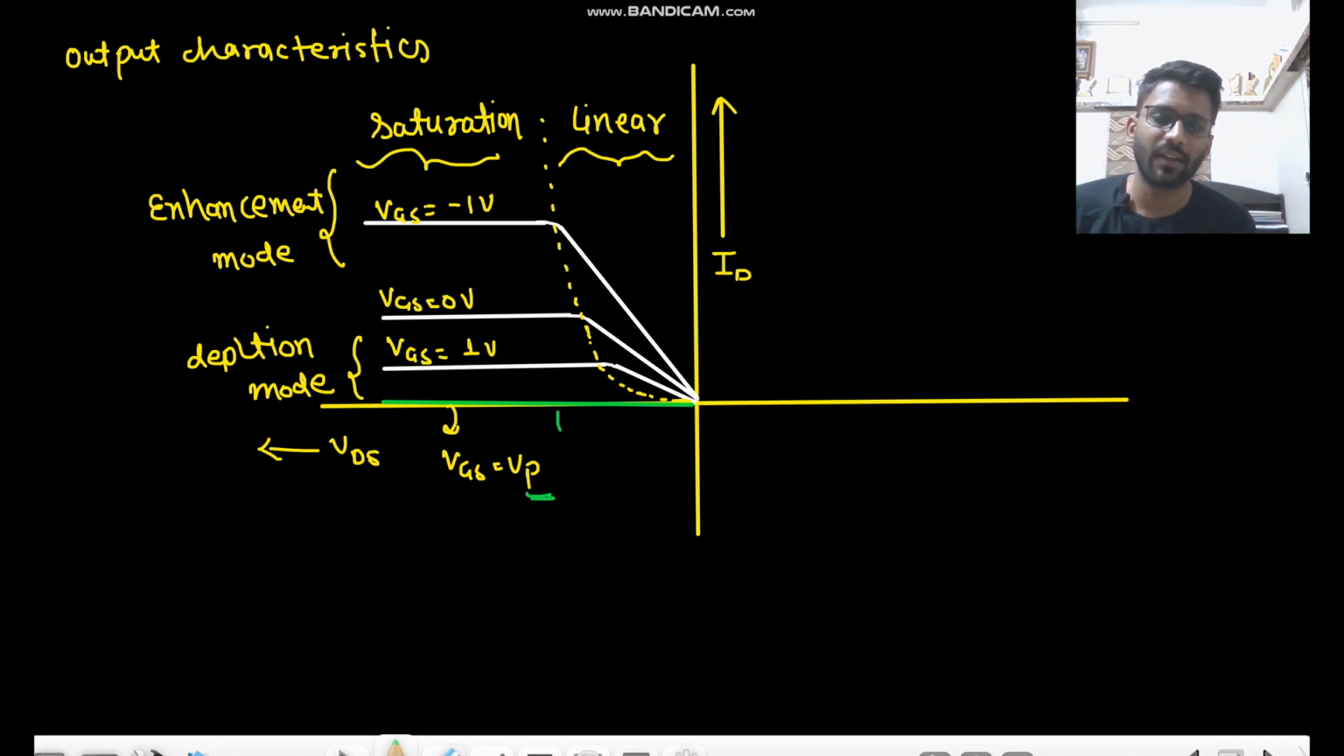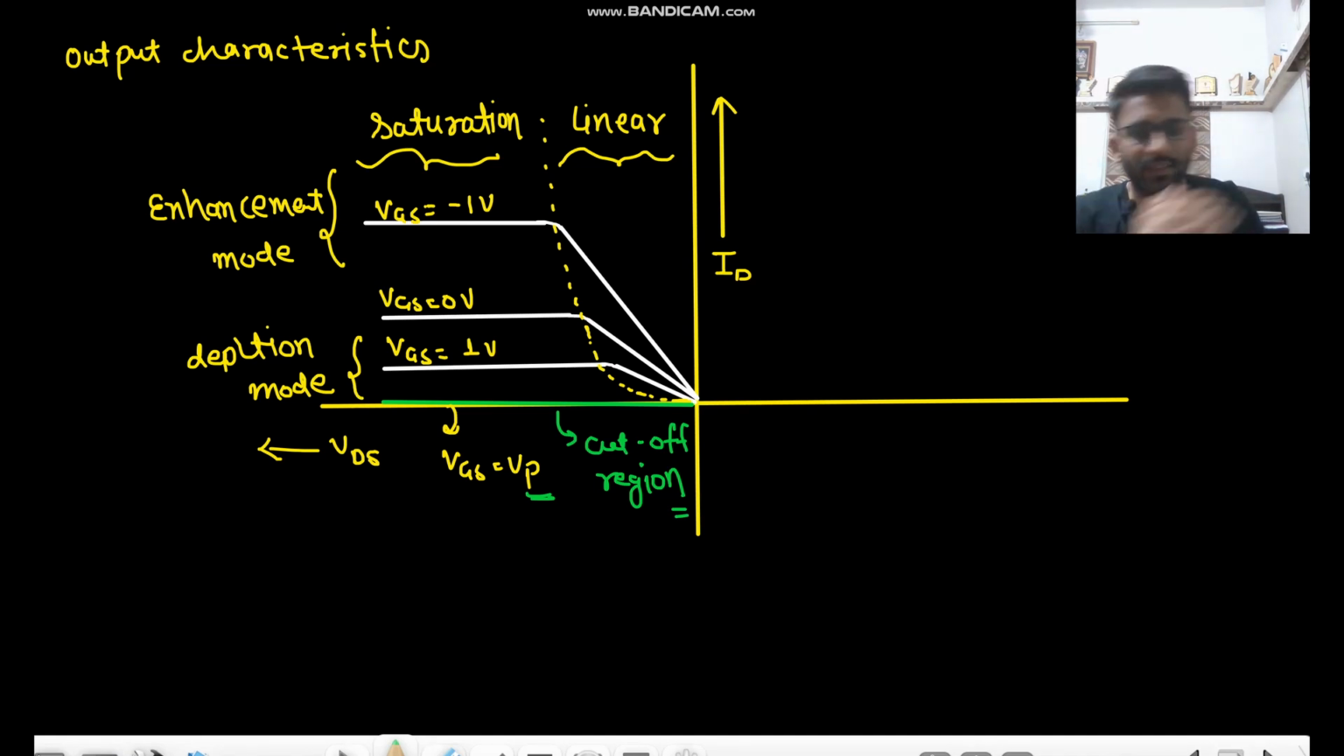So this is the cutoff region. In the cutoff region, at some positive value of VGS, the current completely gets to 0. So this is what we call the cutoff region, or this potential is known as the pinch-off voltage. In this one, the pinch-off voltage is positive. In the previous one, the pinch-off voltage was negative.